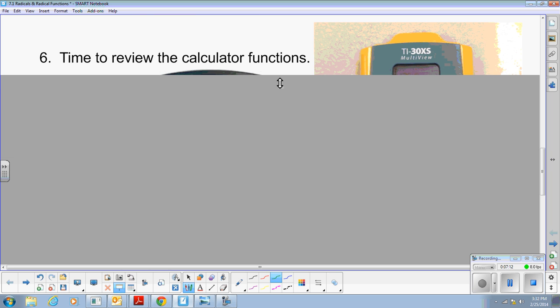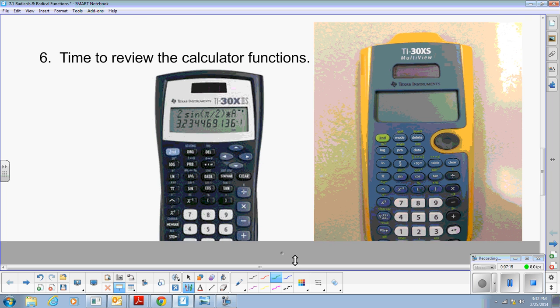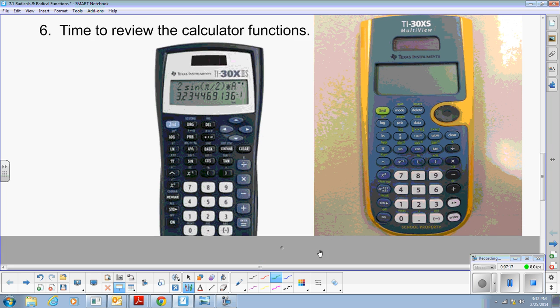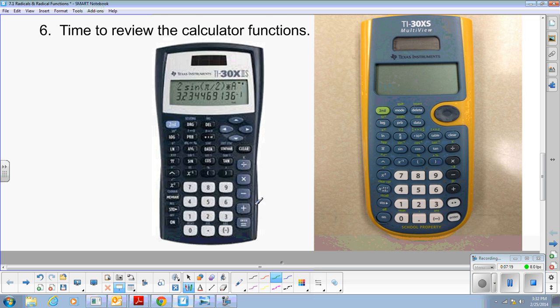Time to review the calculator functions. Notice these handy dandy little pictures I have. The one on the left is the calculator that most of you have, and the one on the right is the calculator that I have in the classroom. All right, if you're asked to find a cube root, because that's where I'm going, you're going to see something that looks like this, a 3 on the outside of the radical symbol. When you see a 3 out here, that means we want a cube root. I want to know what number times itself 3 times equals what I see under the radical sign.